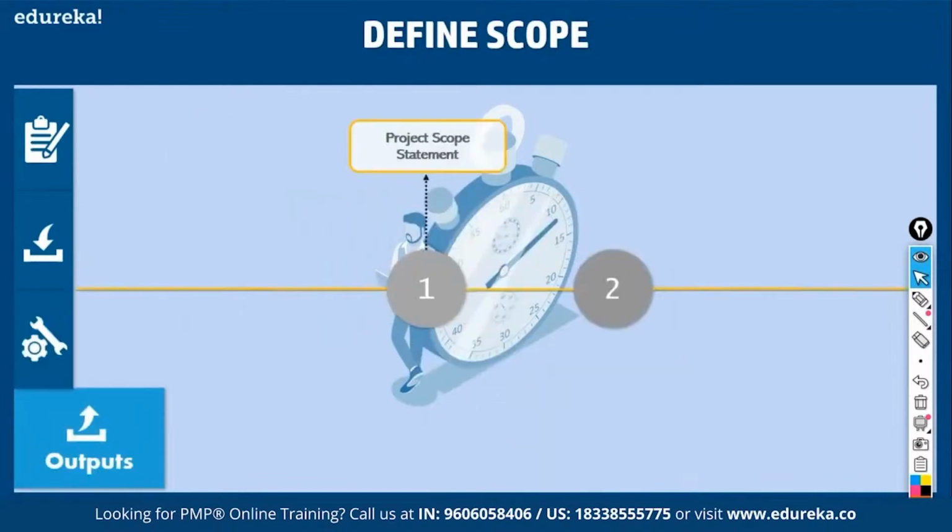Then the output of this process, we come up with a scope statement. The scope statement is an important document, the most important document. So what does it tell us? It describes the project and the deliverables.